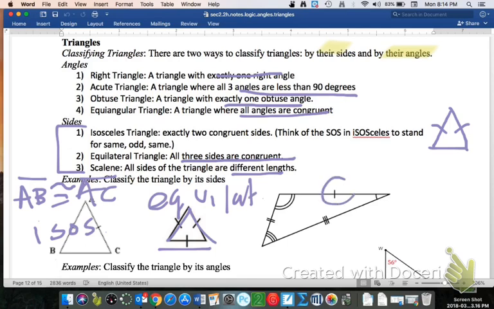Here we have this is 1 tick mark. We've got this one is 2 tick marks, and this one is 3 tick marks. So none of them are the same. So this one we call scalene. So now let's look at classifying the triangles by their angles.